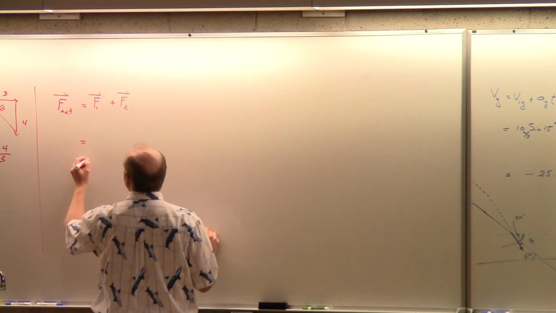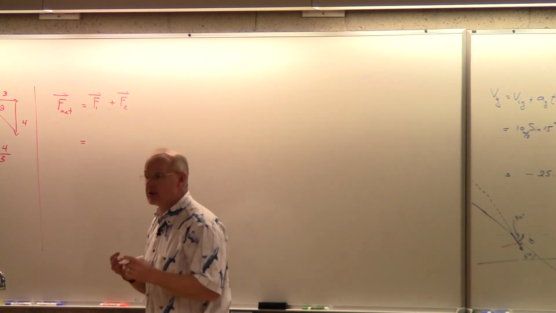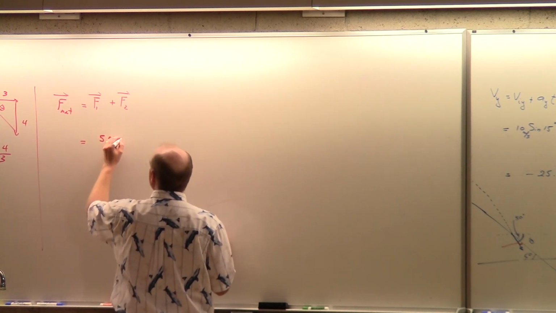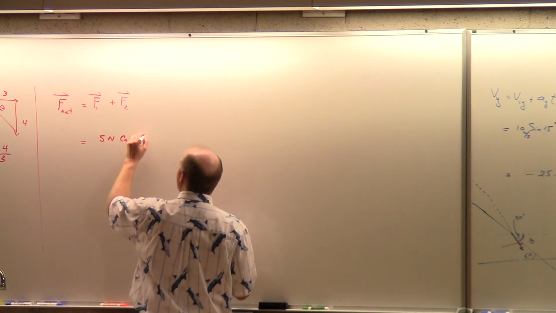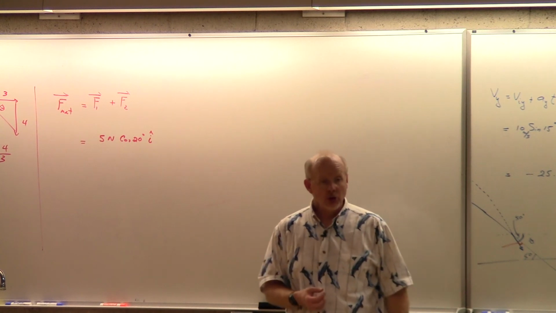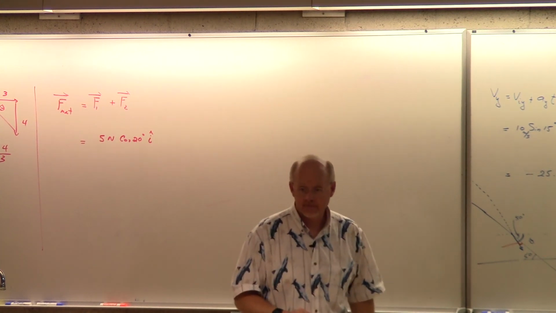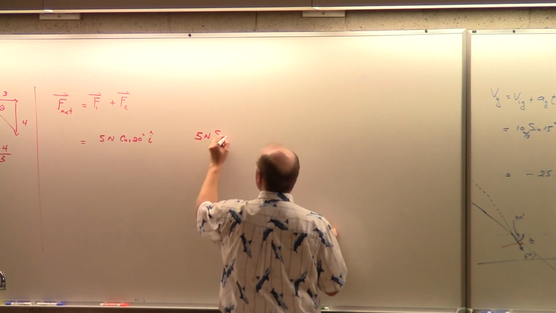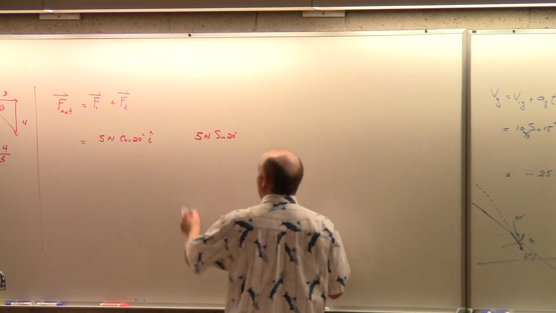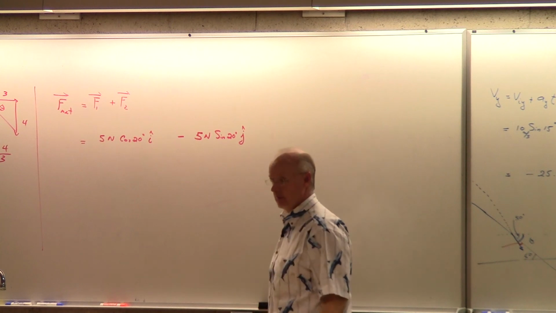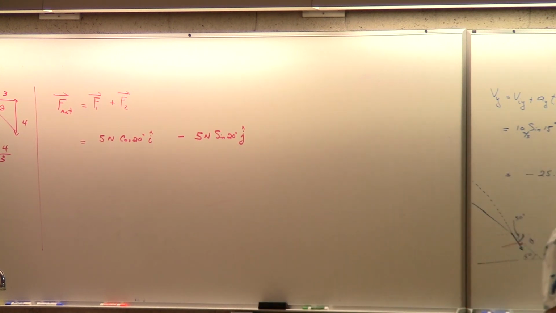So, how would I get, say, the x component of force number one? I guess it'd be 5 newtons cosine of 20 degrees, i hat, right? Could I get the y component? Sure, that would be 5 newtons sine 20 degrees, in the negative j hat direction. Isn't that what this one is saying right here? And so there are my components.